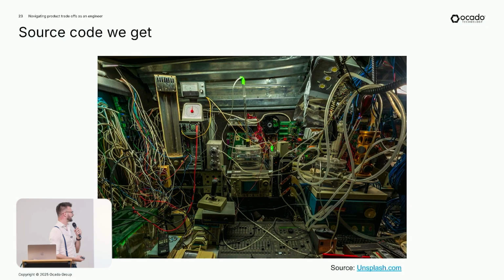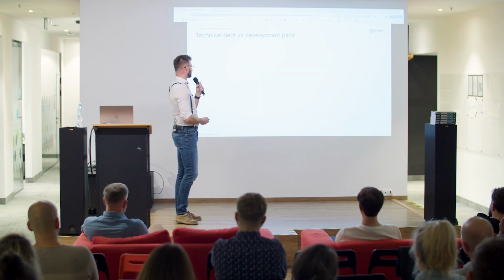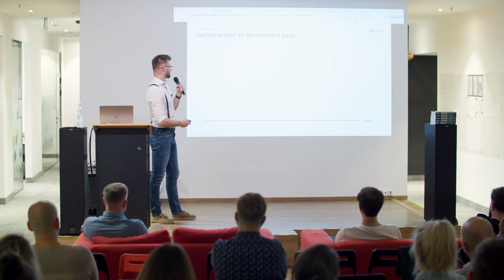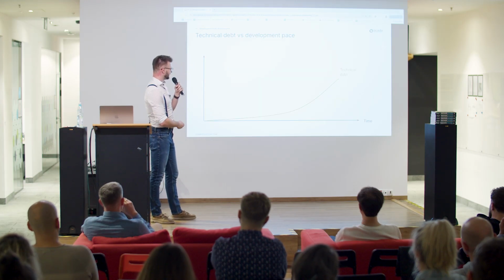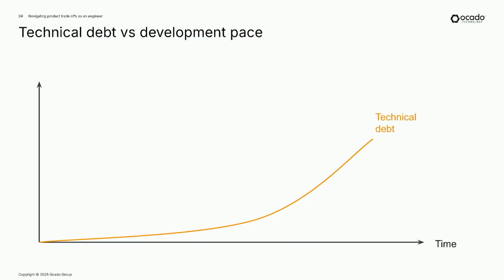And why it matters that the source code doesn't look like this, but instead it looked like this. So let's take a look at what the consequences of having messy code or technical debt are. As time goes on, if your technical debt increases, then your development pace decreases, right? So that's pretty much the dependency between technical debt and development pace in general.